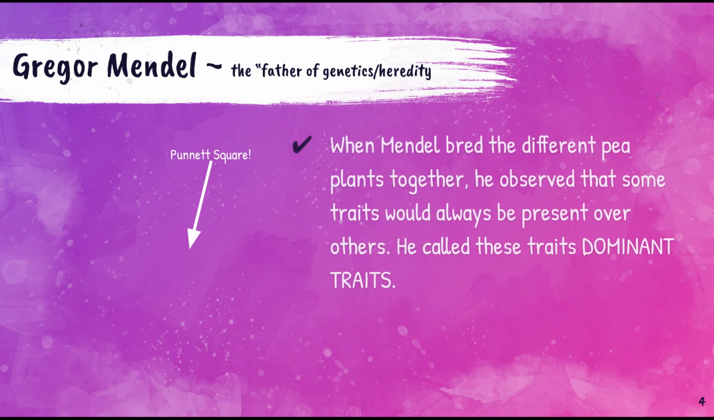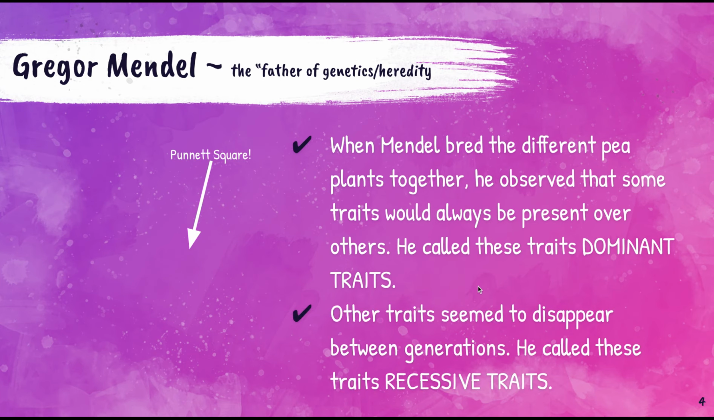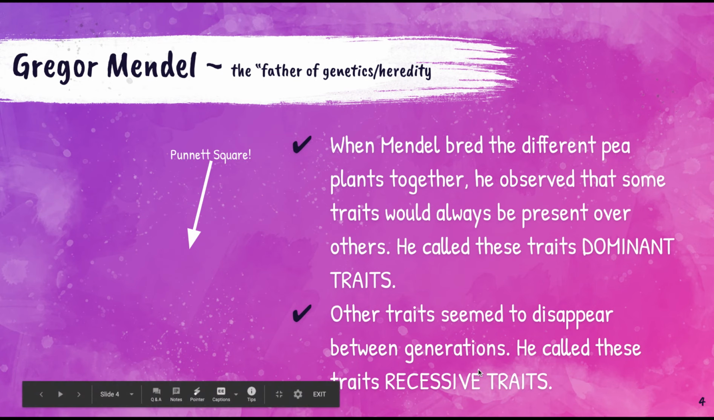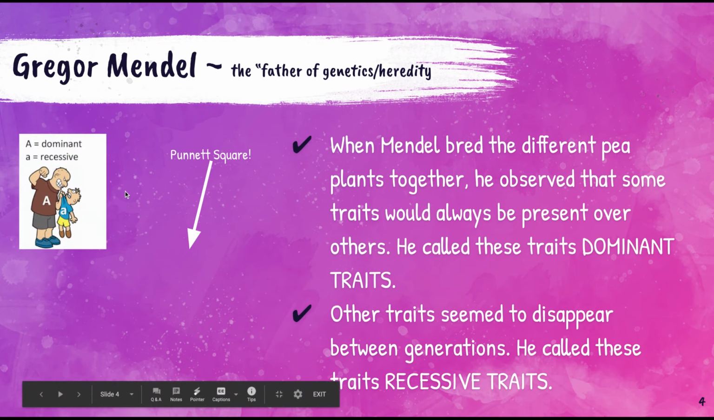So when Mendel bred the pea plants together, he observed that some of the traits would always pop up and show up no matter what he did. And these were called dominant traits. Some of the traits would disappear sometimes, and if they disappeared, he called them recessive. So think about what those two words mean.